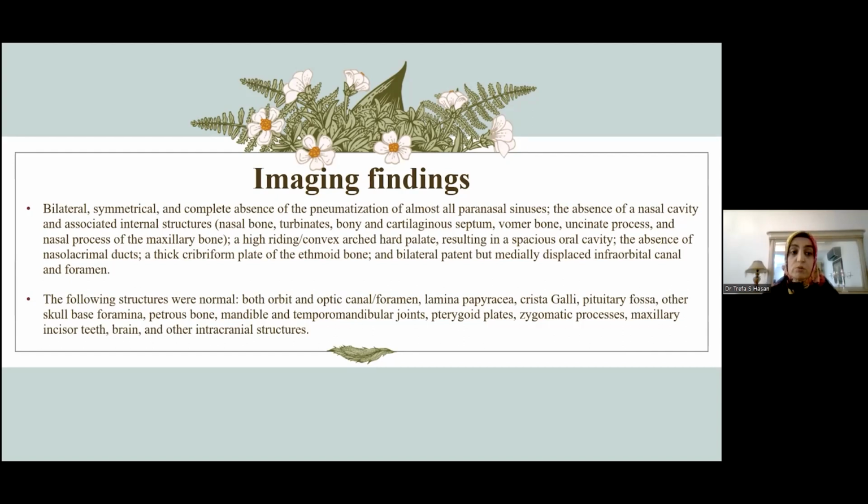There was also absence of nasolacrimal duct, and there was a thick cribriform plate of ethmoid bone and bilateral patent but medially displaced infraorbital canal and foramen. The structures which were normal in the CT scan of the case that I reported were orbit and optic canal foramen, lamina papyracea, crista galli, pituitary fossa, and other skull-base foramina, petrous bone, mandible, temporomandibular joint, pterygoid plate, zygomatic process, maxillary incisor teeth, brain, and other intracranial structures. All were normal.